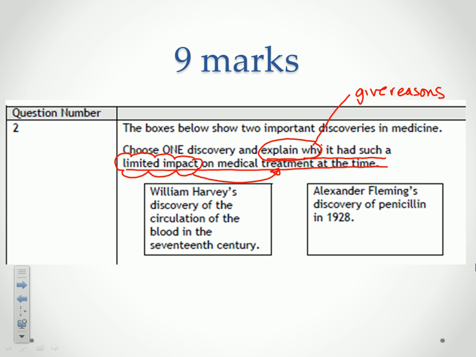And depending on which box you're talking about, you're going to have to show contextual knowledge. Why wasn't William Harvey's discovery useful or had a limited impact on medical treatment during the Renaissance? Or if you're going to choose Alexander Fleming's discovery of penicillin, why did it have such a limited impact on treatment between 1928 and when it was actually made into something much more useful during World War II?